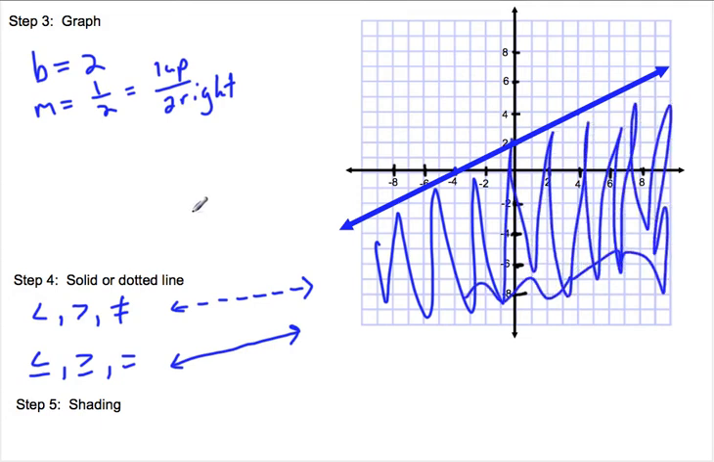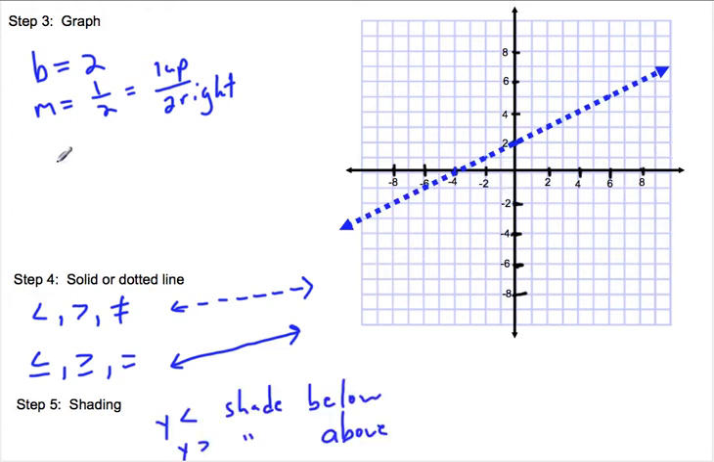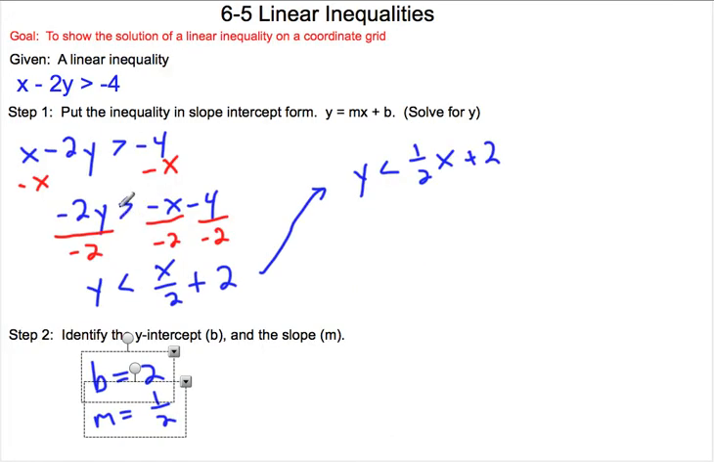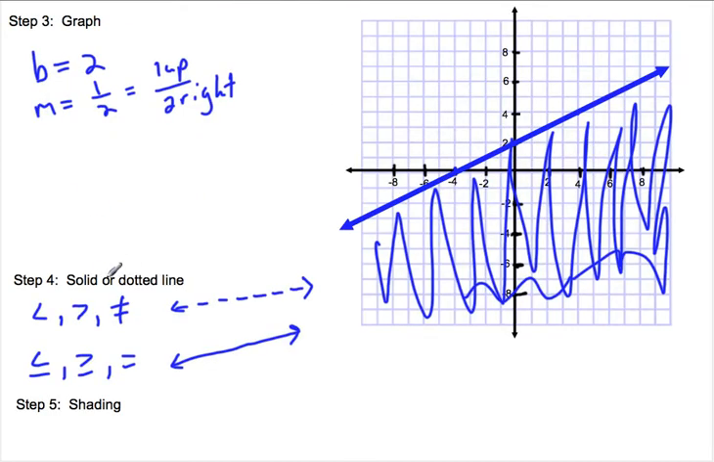And that's it. So it's essentially the exact same thing as video 6.1, with the only difference being the possibility of having to change the direction of the sign when you're solving, which happened here, followed by figuring out whether it's solid or dotted, and then figuring out if the shading goes below or above.